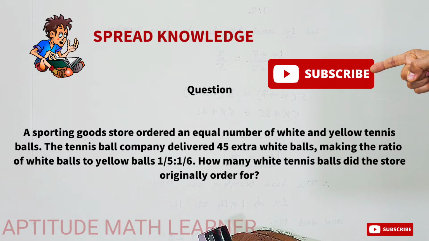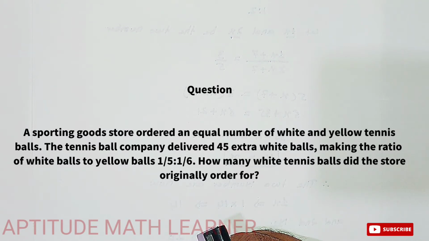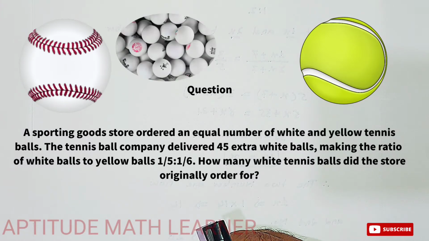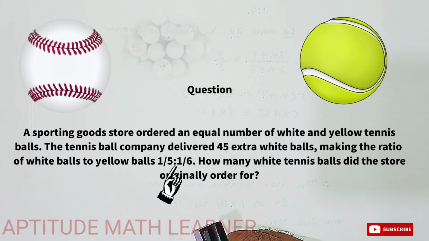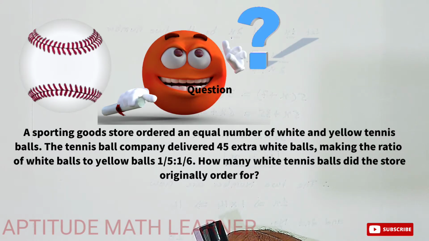Guys, today we have a question: a sporting goods store ordered an equal number of white and yellow tennis balls. The tennis ball company delivered 45 extra white balls, making the ratio of white balls to yellow balls 1/5 is to 1/6. How many white tennis balls did the store originally order?